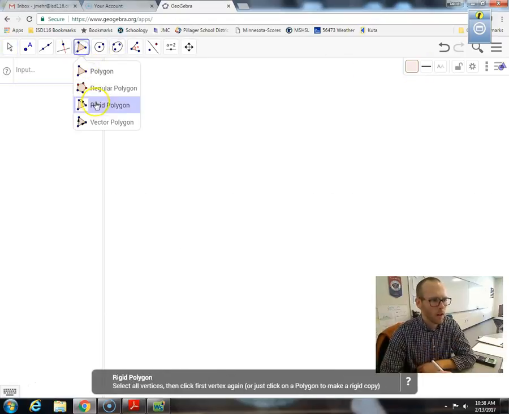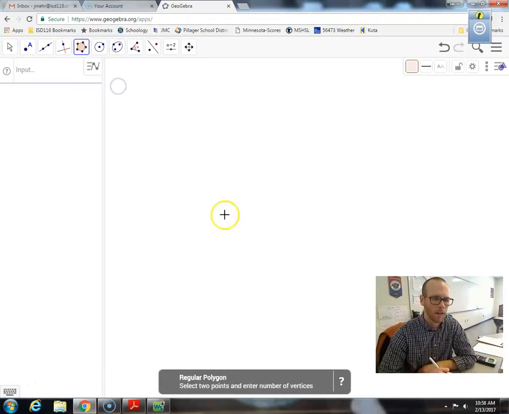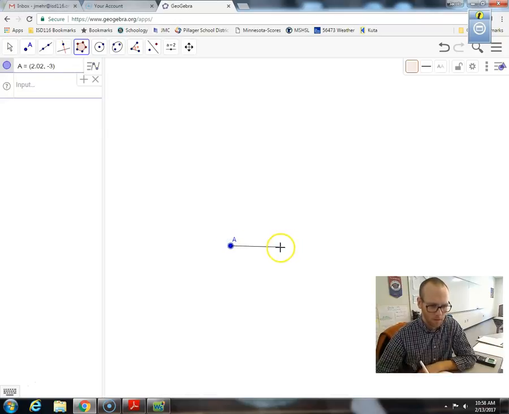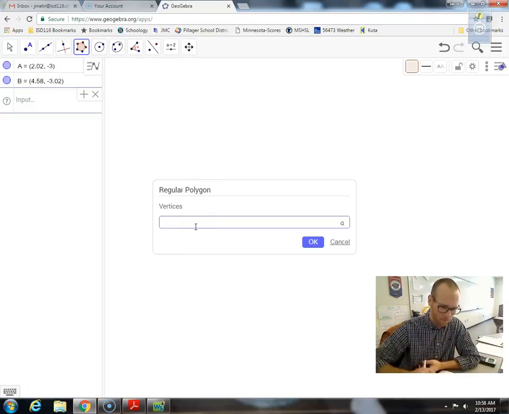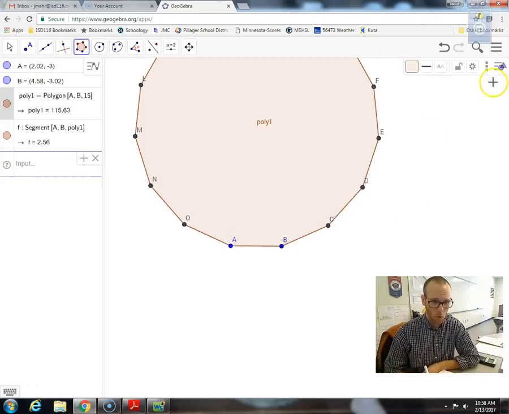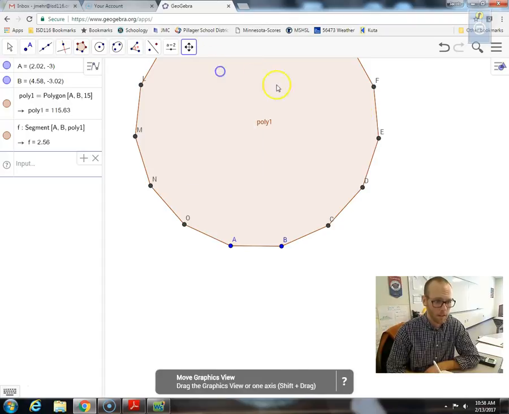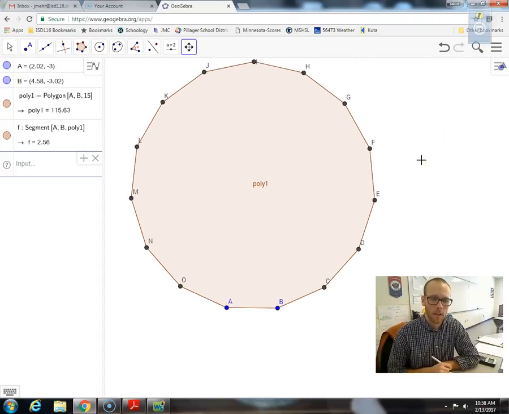If I go to my polygon tool, I'm going to choose regular polygon. I'm going to click here and there for that to be my side length. Now it's asking me how many vertices do I want in my regular polygon. I want 15. 15 sides, 15 vertices. Whoa, there it is. Here is a 15-gon, a regular 15-gon. That's what it looks like. Notice it looks pretty close to a circle.